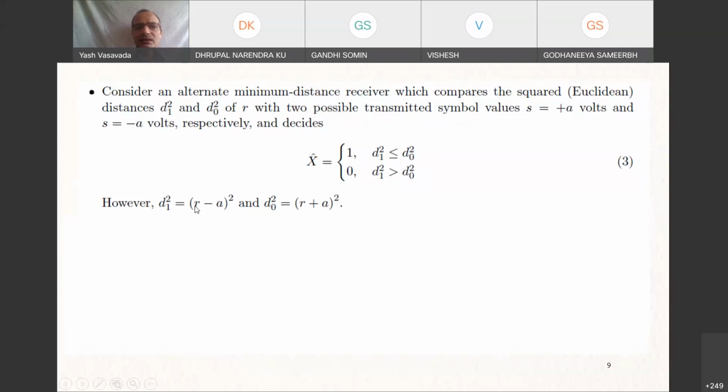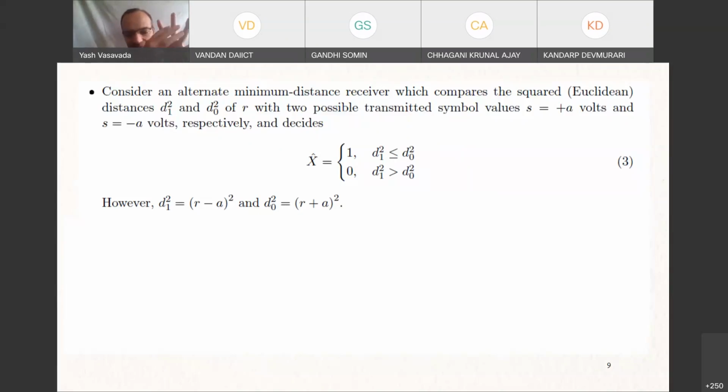But you will see that d1 squared is nothing but R minus A whole squared. R minus A is the distance between R and plus A. And d0 squared is nothing but R plus A whole squared. This is the Euclidean distance between R and minus A. Now, you may be reminded of this part. Does it remind you of something, by the way? This expression of d1 squared and d0 squared? Something that we just looked at? The exponential part in P of r given x.